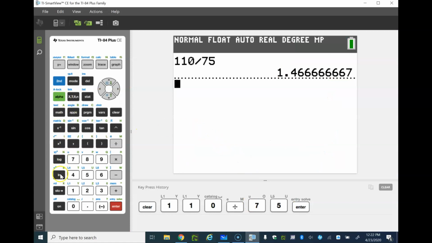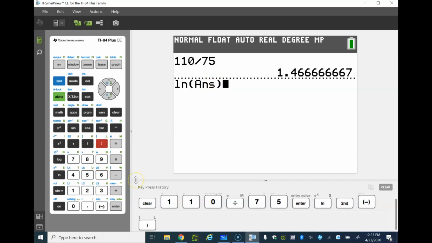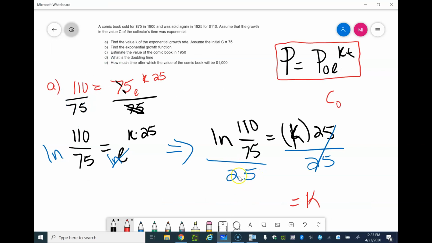So I'm going to do the ln. If you hit second and then the negative sign, it takes your previous answer and puts it in here, so you don't have to write 1.46 and all the decimals. You can just put it in here like so. Then we close the parentheses, and we're going to divide it by the 25.